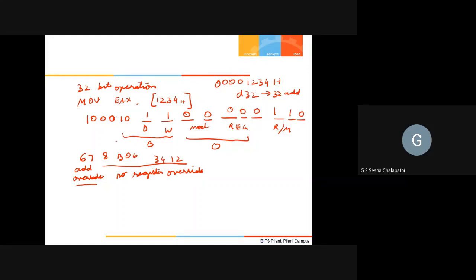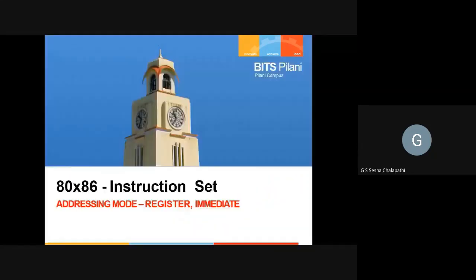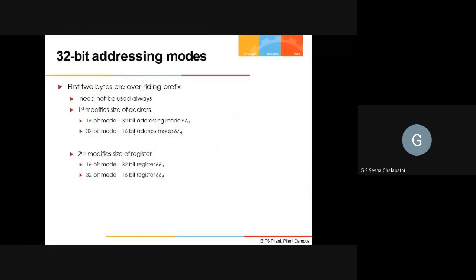But generally, the concept is that address override will be used whenever you are violating the addressing mode. Violation of addressing mode means, as I showed in the last class, inside 32-bit mode, if you are using a 16-bit addressing mode, then you'll have 67H. It can be vice versa also. Inside 16-bit mode, if you use a 32-bit addressing mode, then you will have 67H as the address violation.